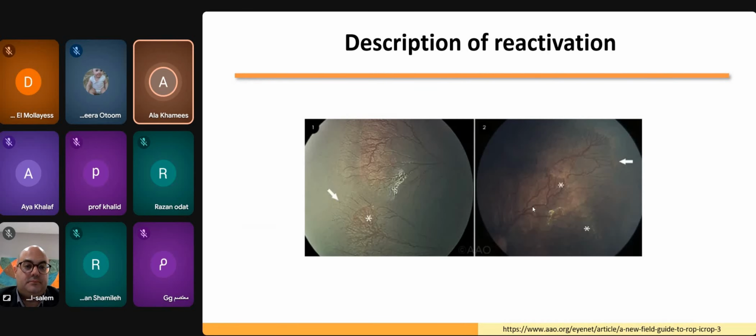What's interesting in ICROP 3, and the most important addition, was the description of disease reactivation. Anti-VEGF agents have created new situations where disease regressed and then reactivated in ways we had never seen before. These images, for example, show reactivation of disease. Image number 1 at age of 67 weeks post-menstrual age, and image number 2, 50 weeks post-menstrual age. Both patients received anti-VEGF therapy twice.